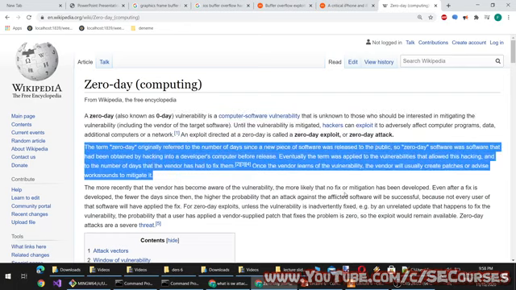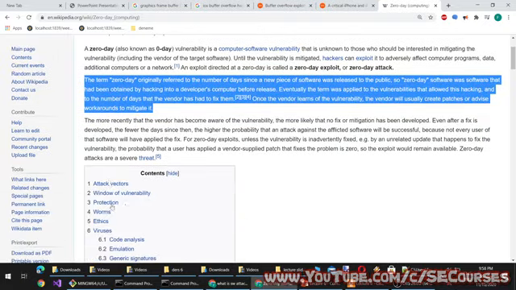The term zero-day originally referred to the number of days since a new piece of software was released to the public, so zero-day software was software that had been obtained by hacking into a developer's computer before release. Eventually the term was applied to the vulnerabilities that allowed this hacking, and to the number of days that the vendor has had to fix them. Once the vendor learns of the vulnerability, the vendor will usually create patches or advise workarounds to mitigate it.